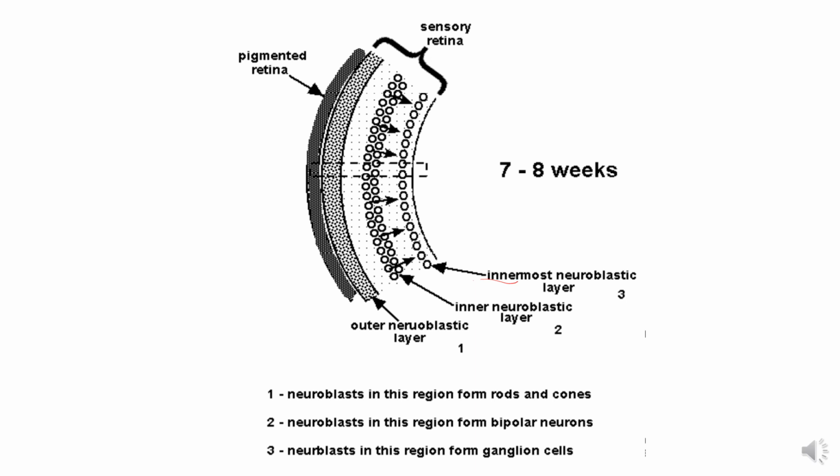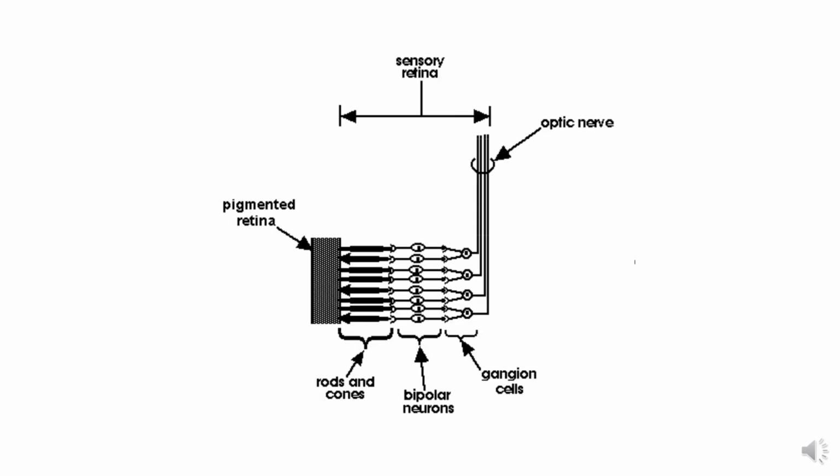The innermost neuroblastic layer will form the ganglion cells, and their axons will form the nerve fibers of the retina and the optic nerve, seen here. The axons of the ganglionic cells emerge onto the inner surface of the retina and converge towards the optic stalk. These axons form the nerve fibers of the retina. All layers of the definitive retina become distinct during the 5th month of development.